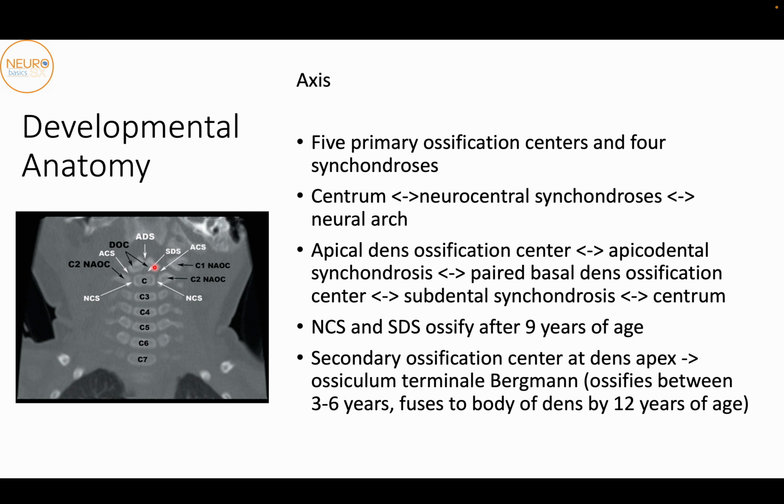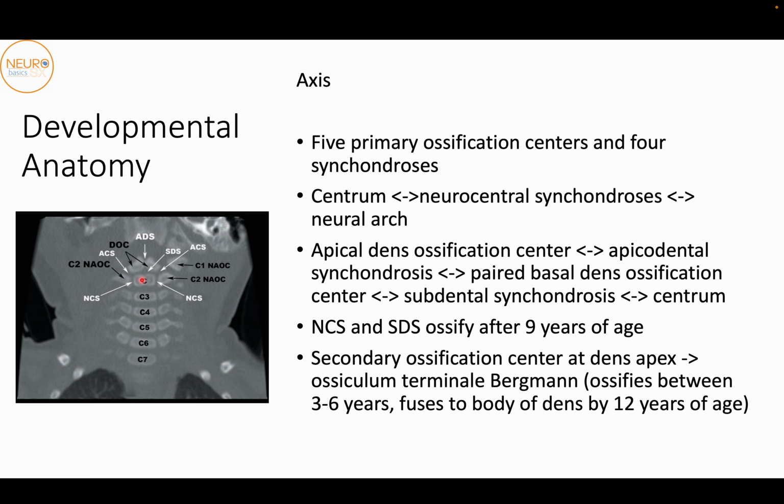The extra ossification centers for the C2, on the other hand, are the apical dense ossification center over here and the basal dense ossification centers, of which there are 2. So there's an apical dense ossification center. There are 2 basal dense ossification centers. There's a centrum ossification center, and there are 2 neural arch ossification centers. So in between these ossification centers, that is where we'll find our synchondrosis.